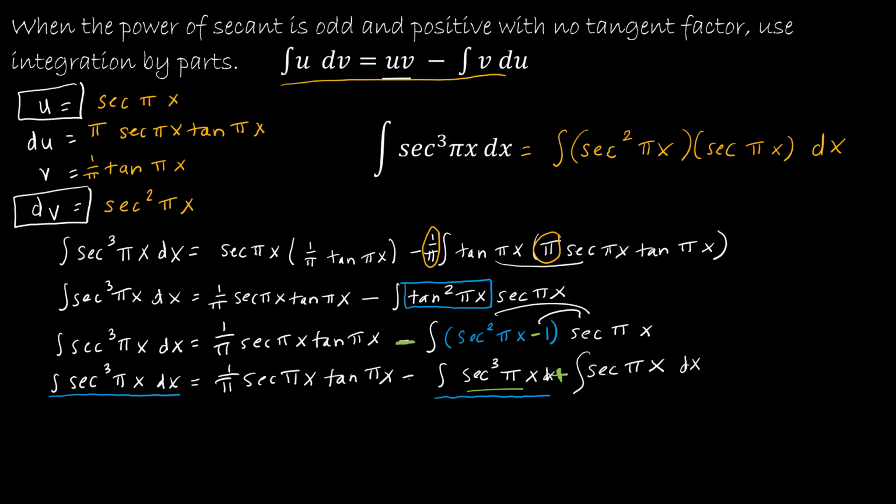So what I'm going to do is just add this expression to each side, because if I add it to the right side, it's going to go away. And if I add it to the left side, I just have two of them. It's just like algebra. x plus x is 2x. So I have 2 times the integral of secant cubed pi x dx is equal to, and then I have left over 1 over pi secant pi x tangent pi x.